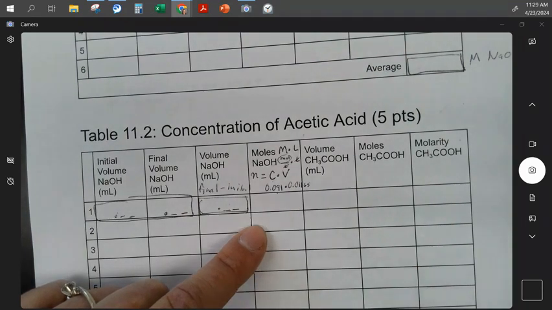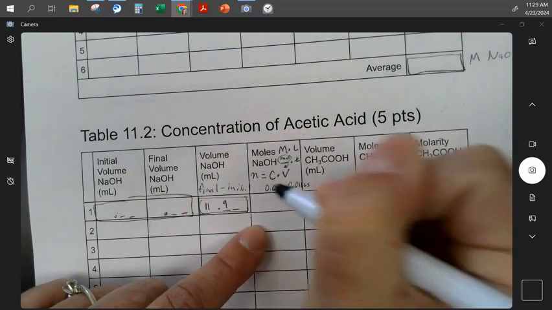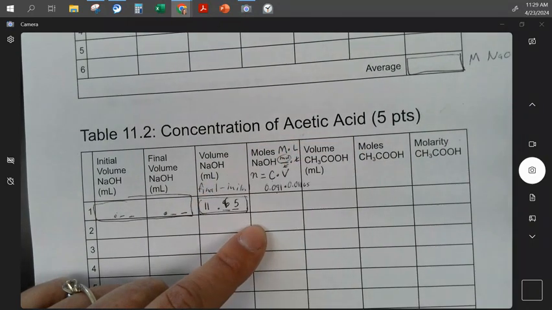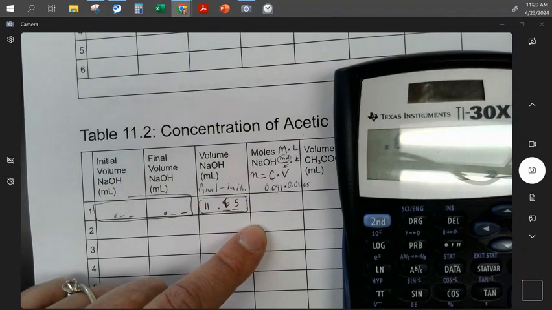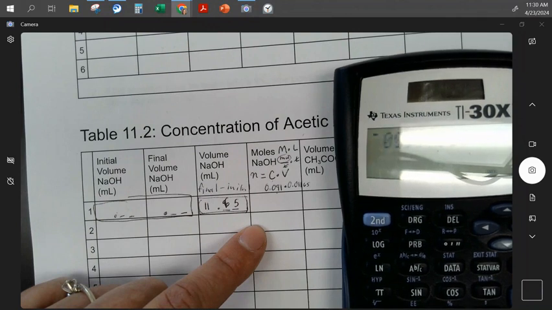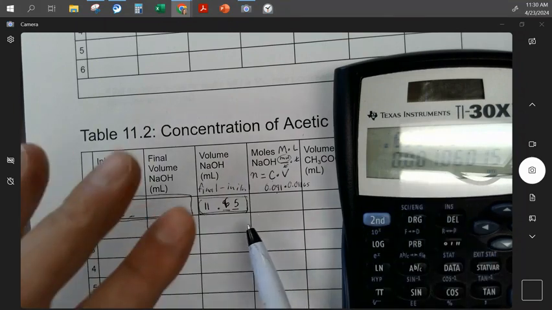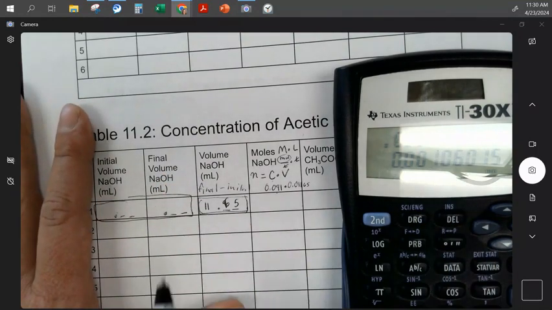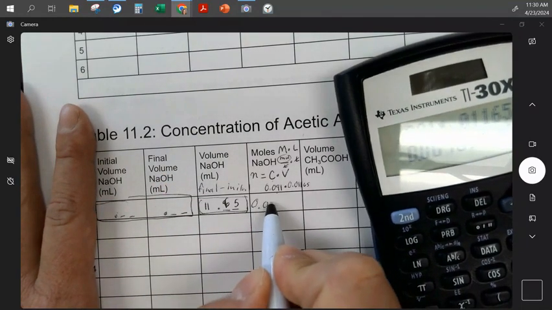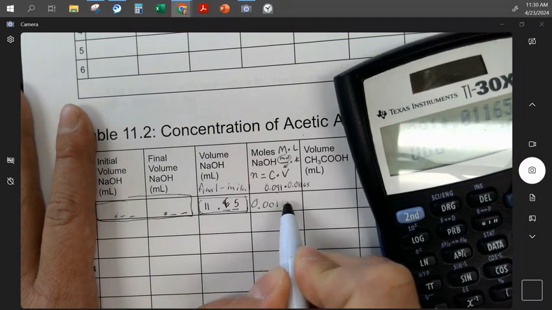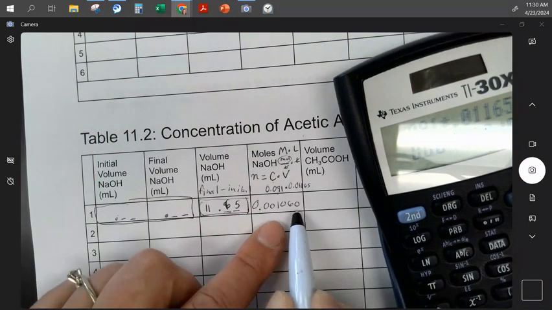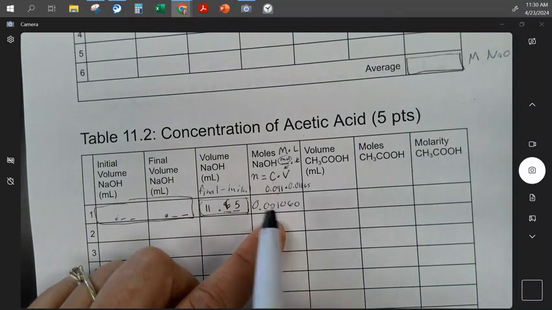Okay, let's do that. So again, you should be using your numbers. You understand that? Great. So this was milliliters, 11.65. So 0.091 times 0.01165. This is intermediate, so I would probably put 4 sig figs just because it's intermediate. So you don't round too early. So that's how many moles of sodium hydroxide that Simon used.